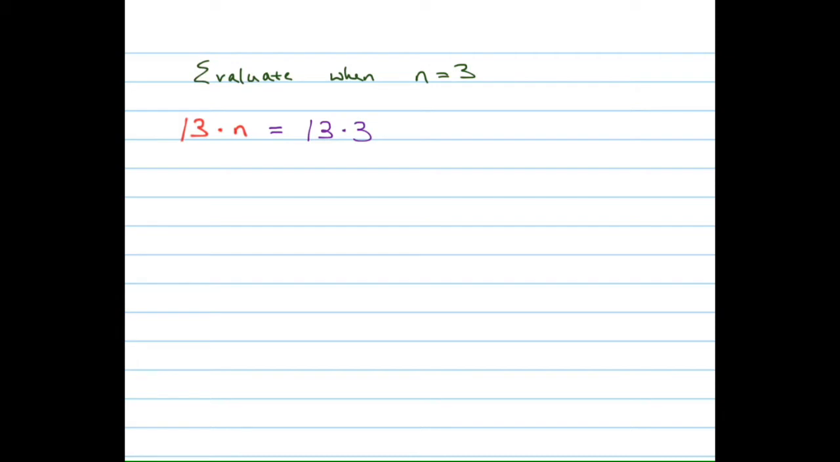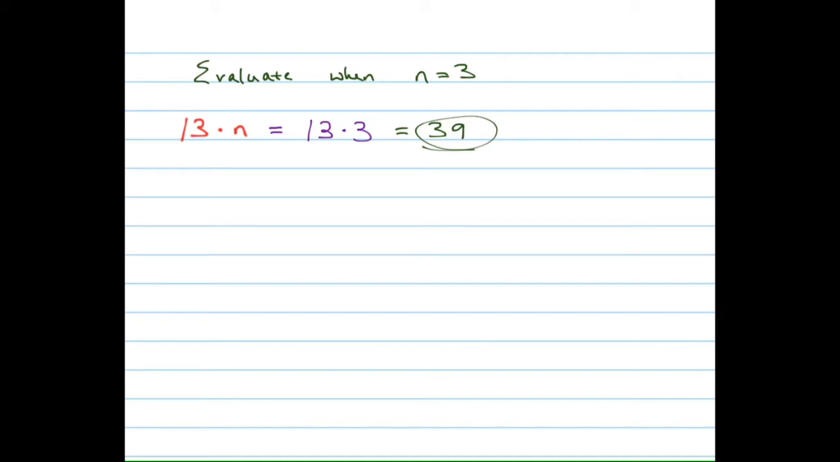What is 13 times 3? Somebody without using a calculator. 39. So 39 is our answer. 39 is the value of 13 times n when n equals 3. If n equaled something different, then 13 times n would be different.